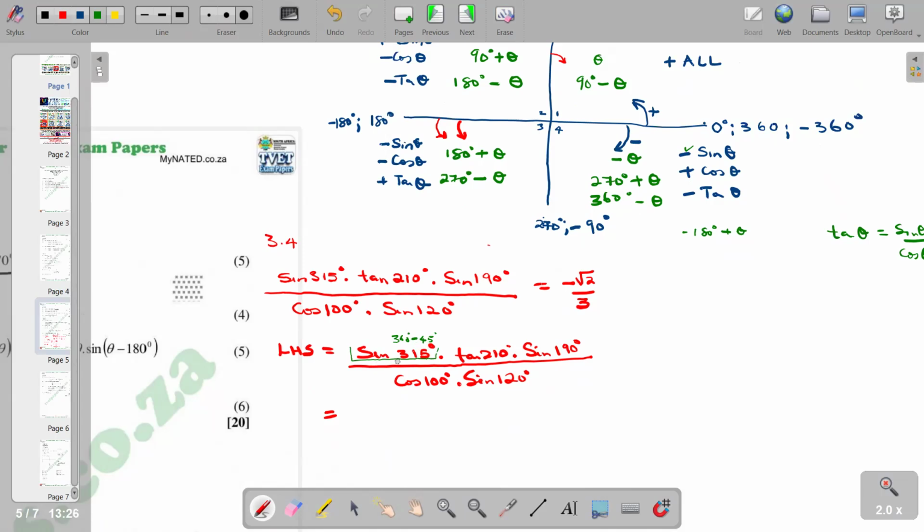Then would the ratio change or not change? We used 360, so it will not change. So this is going to reduce to negative sine 45 degrees. Then we go to the next one.